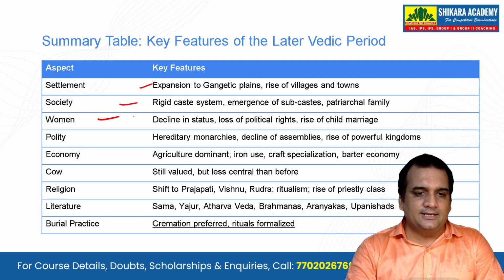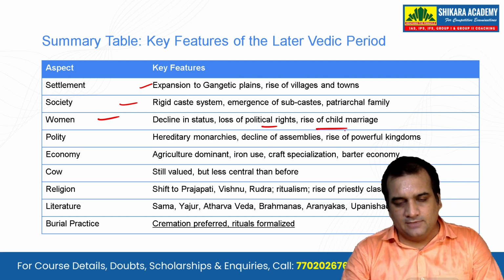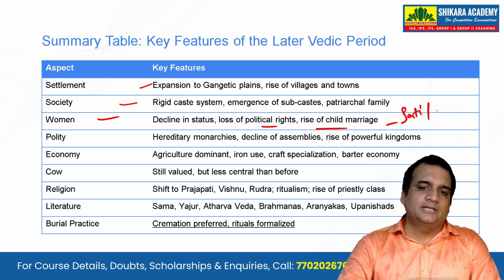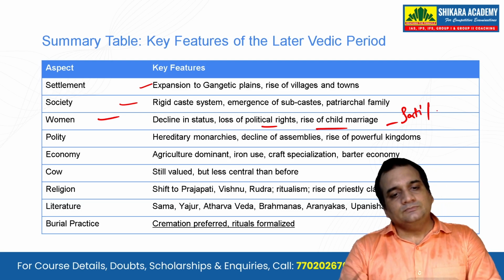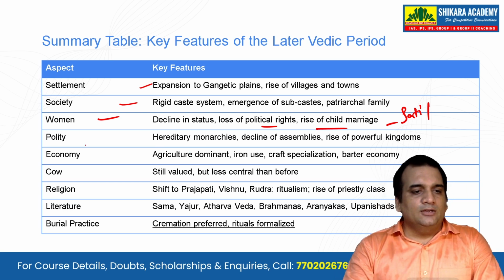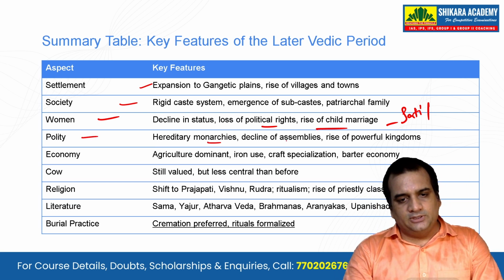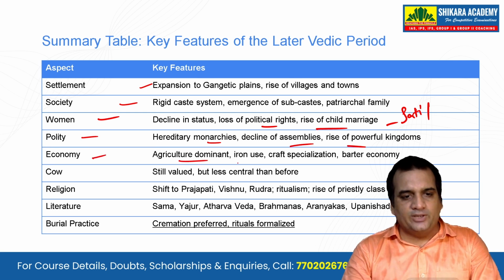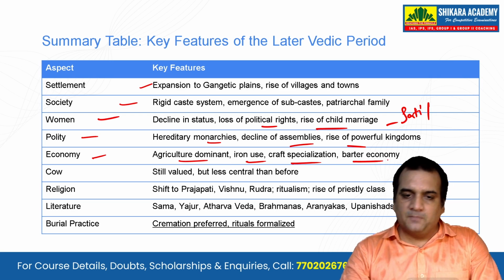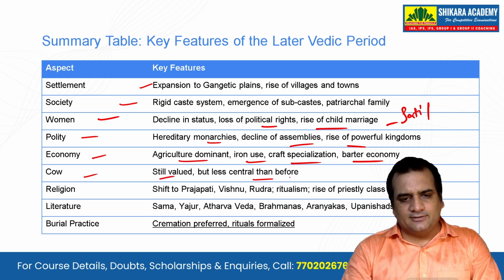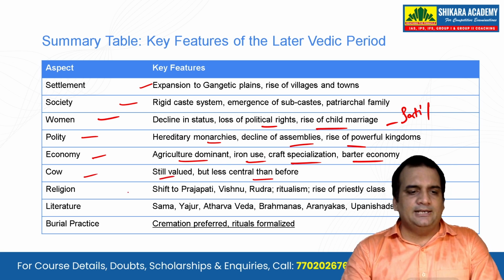Women: decline in status, loss of political rights, rise of child marriages will be there. We have also seen a few instances of sati, and along with that we'll also see that women are now not allowed to participate. Okay, polity: hereditary monarchies will be there, decline of assemblies, rise of powerful kingdoms. We have already seen that. Economy will now be agriculture dominant, iron use will be there, craft specialization, but the barter economy will also continue. Cow is still valued but less central than before, because now agriculture and land have taken over.